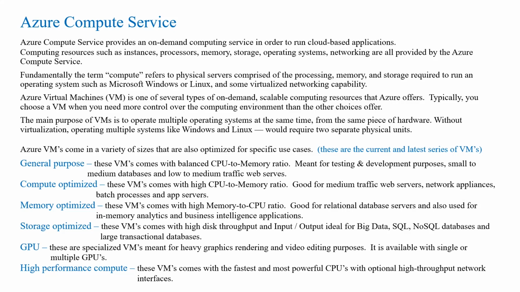One such thing is called general purpose. These virtual machines come with a balanced CPU to memory ratio. So there is a ratio: for one virtual CPU, so much minimum memory is required. These kinds of virtual machines are meant for testing purposes, development purposes, small to medium databases, and low to medium traffic web servers. Throughout our class, in 99% of the cases, we will be using only general purpose. We will not be using other sizes of virtual machines.